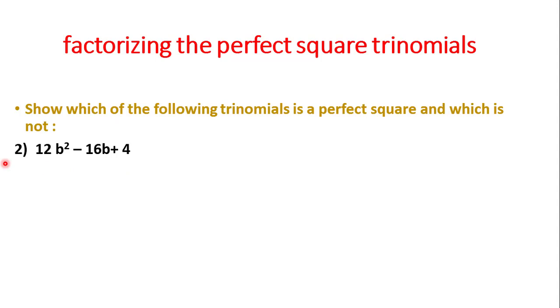Number 2, 12b^2 - 16b + 4. Also, I want to check if this trinomial is a perfect square or not. The first term here is not a perfect square. So this trinomial is not a perfect square. It's not necessary to continue. If one of the conditions is not satisfied, this trinomial is not a perfect square.